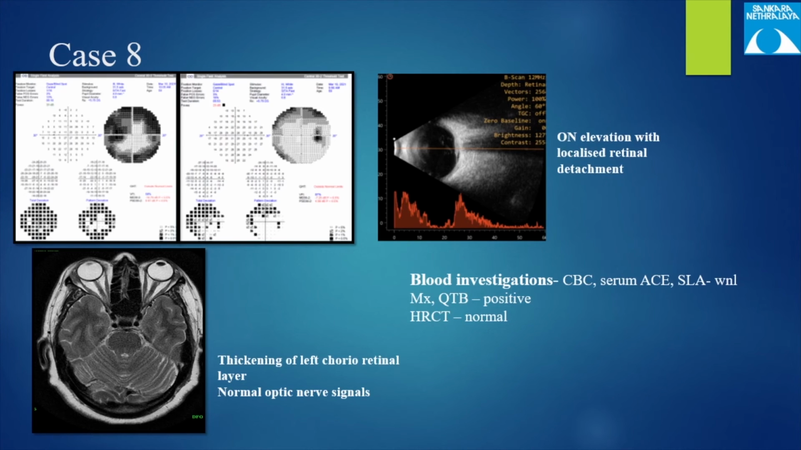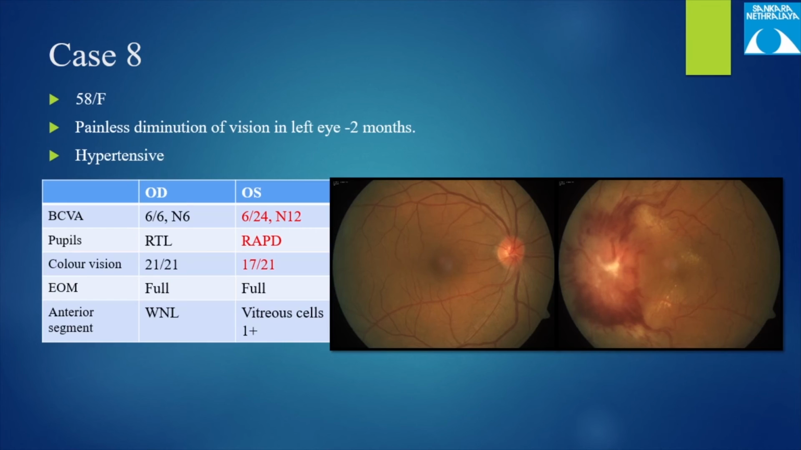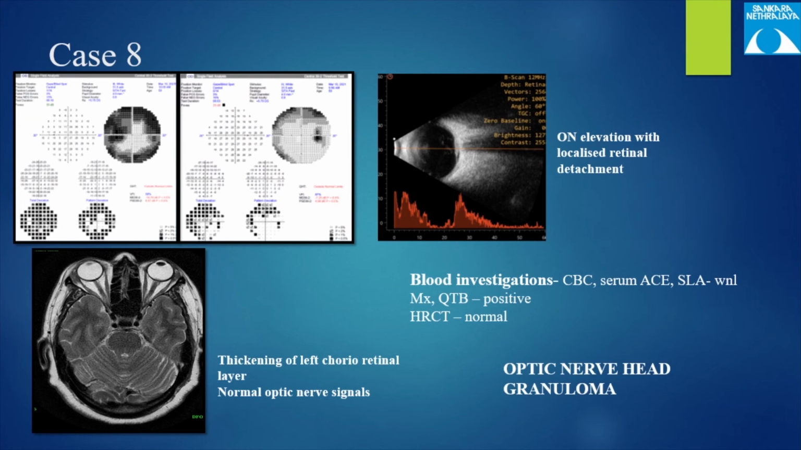Ma'am, retinal vasculitis because of TB. The rest of the fundus appeared okay, isn't it? Except for this, you're not having any other features of vasculitis, like sheathing, nothing, no cotton wool spots. So what do you think? Any wild guess? The patient had optic nerve granuloma. Heard about it?